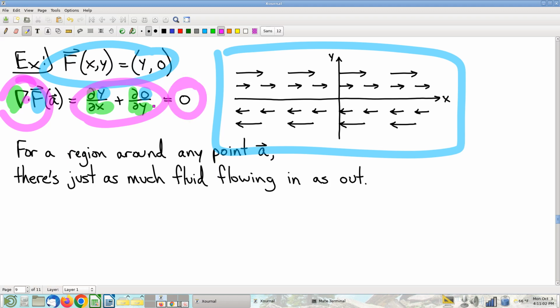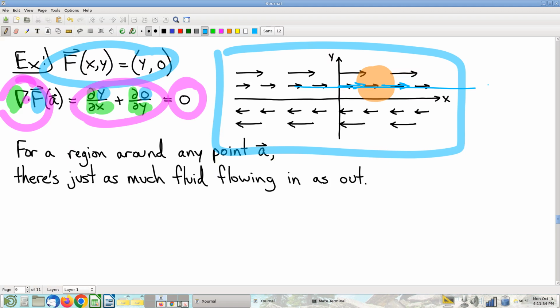And I think that actually is pretty consistent with what we would expect from that picture. So if this were a fluid flowing, and if I were to think about some region of space, let's say this region here, notice, kind of like how we argued before, the amount of fluid flowing in is always the same as the amount of fluid flowing out. You can just follow the flow lines. There's just as much going in as there is going out.